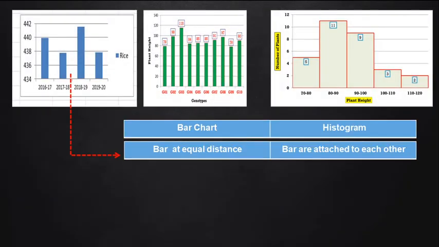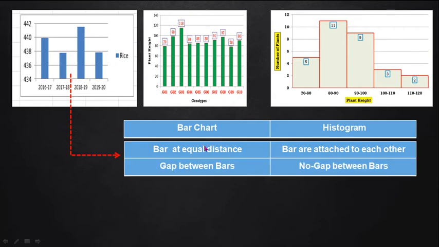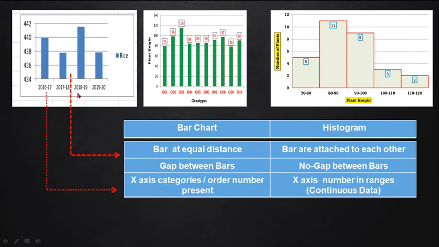In a bar diagram, we have these bars at equal distance. So, there is a distance between each bar and that is equal. That is a gap between bars. Here there is no gap between the bars, they are attached to each other. Now, the x in the bar diagram will most of the time be either a categorical variable or in order, like genotypes or the year. While in the histogram we have numerical values and it has a range, it is quantitative data and continuous data. Okay, it is of continuous nature.